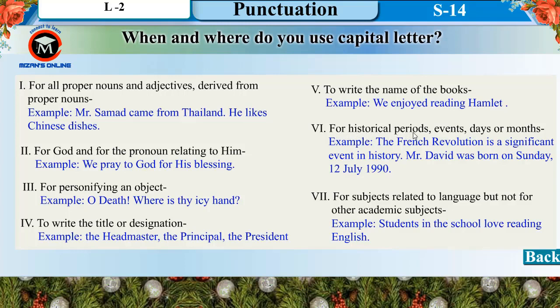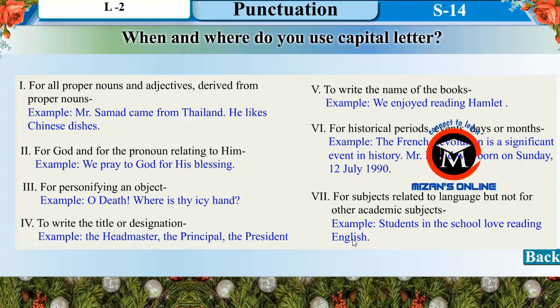For historical periods, events, days, or months. Example: the French Revolution is a significant event in history. Mr. David was born on Sunday, 12 July 1990. For subjects related to language but not for other academic subjects. Example: students in the school love reading English.